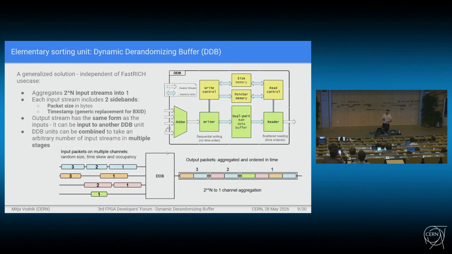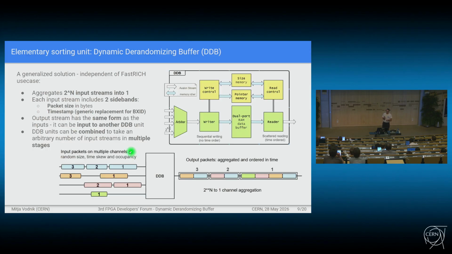Okay. So the solution to this is a more generalized firmware, which will be able to be reused in similar scenarios. So we replace the BXID with a generic term called timestamp. What we expect is just a lot of packeted streams with 2 sidebands, describing the packet size in bytes and the timestamp.